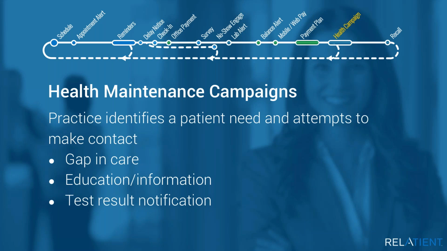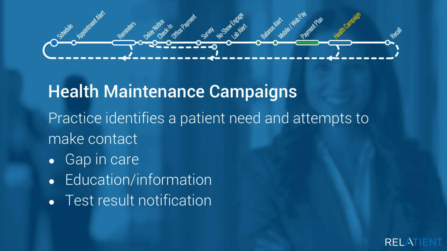So what is a campaign, a maintenance campaign? It starts with the provider practice identifying a patient need, and then trying to contact them to fill that need. And the need is generally a gap in care. A gap in care can either be preventative in nature, such as a woman who is overdue for her routine mammogram, or perhaps it's a health condition or event, like a diabetic who has not had his hemoglobin A1C in the last 6 months. It can also be used to send educational information.